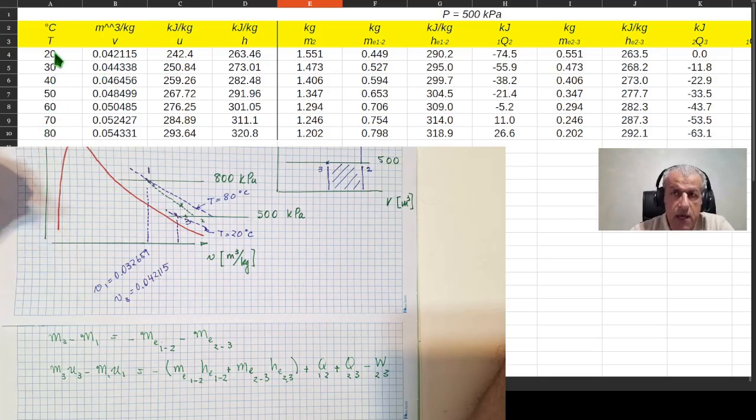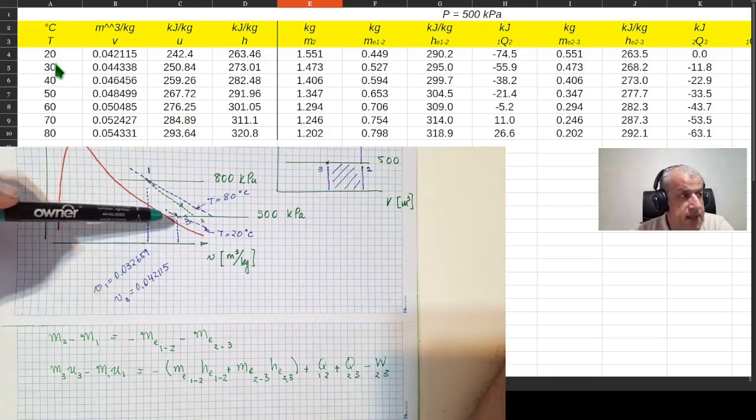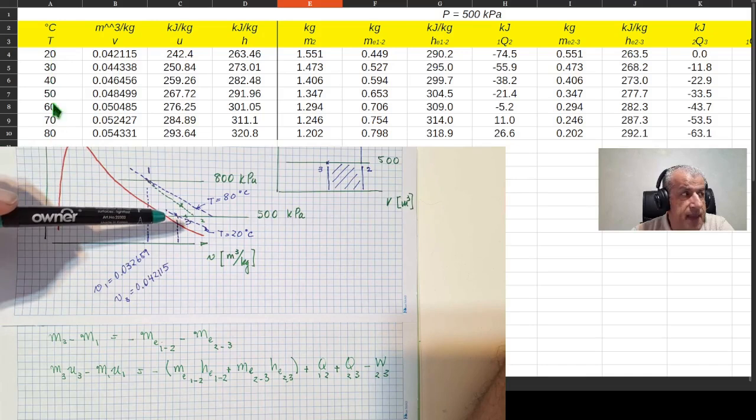Now, if it is on this line, line 2, 3, it has any of these values, and its specific volume, U, and H are known. And that's very interesting, because you have the specific volume for point 2, so you have the mass of point 2.